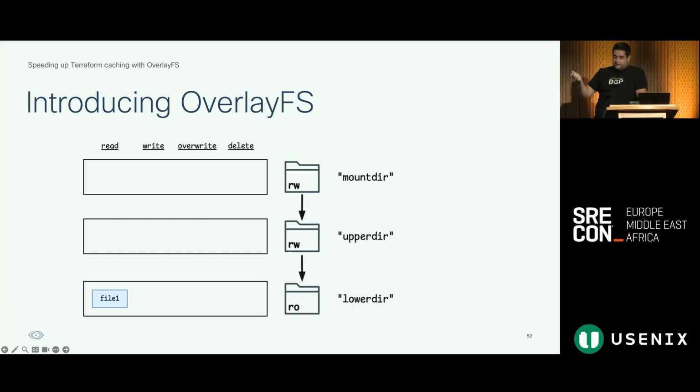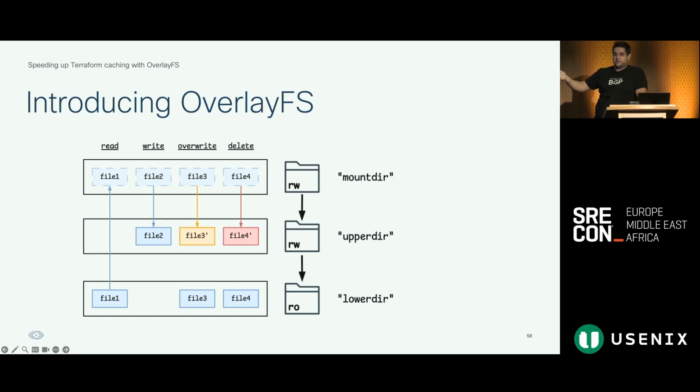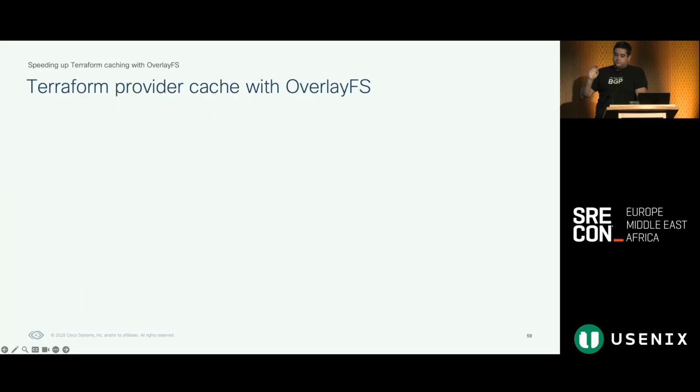So if you read, and there's a file on lower dir, it'll read right through. If you write, it'll only write to upper dir, because lower dir is read-only. If you overwrite a file that already exists, it'll write to upper dir. And then if you delete, it'll just add a delete marker, the same way it happens in S3, for example, if you have it versioned, right? It doesn't actually delete.